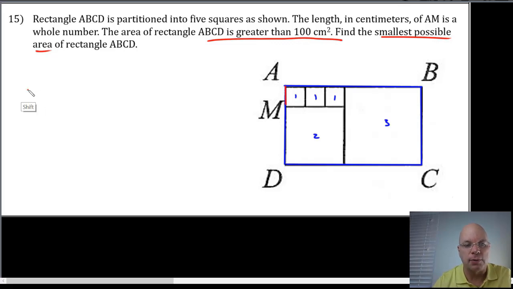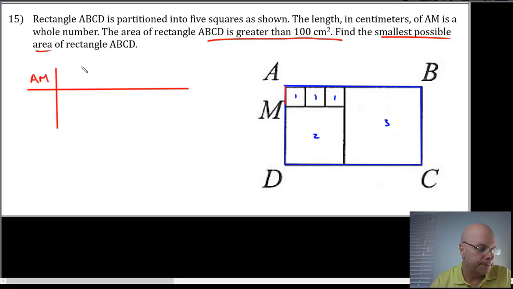So I want to make a table to organize my ideas here. I'm going to place the length of line segment AM as the first entry in my table. And then I'm going to say the area of square 1, the area of square 2, and the area of square 3.